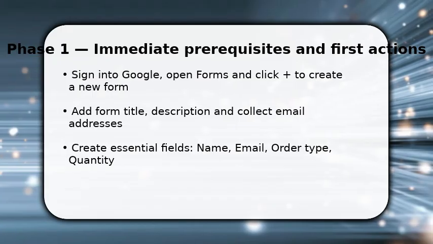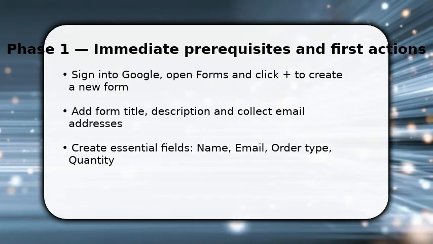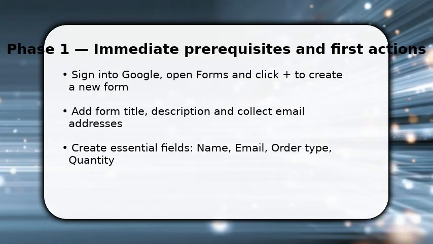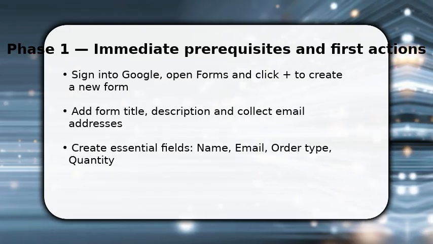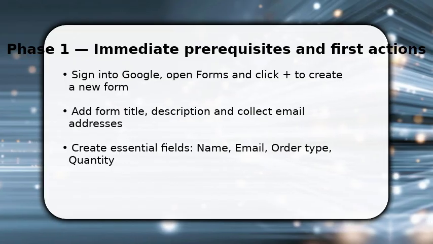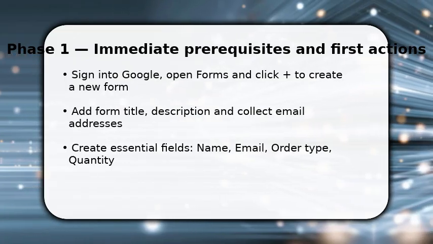You'll begin by creating the skeleton. Sign into Google and open Forms, click the plus to start a new form. Give the form a clear title and short description so customers know what to expect. Make sure you toggle on Collect Email Addresses.